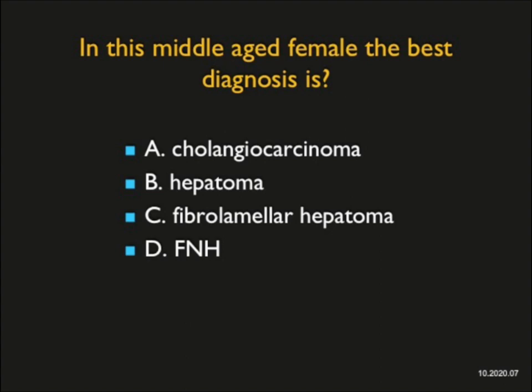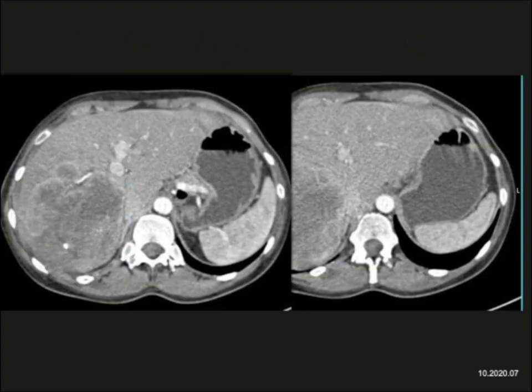In this middle-aged female, the best diagnosis is we're looking at a mass in the patient's liver. The mass has a pseudocapsule. It's low density. The liver is not cirrhotic. This looks like an aggressive tumor. It also has calcifications. So what could you think about?